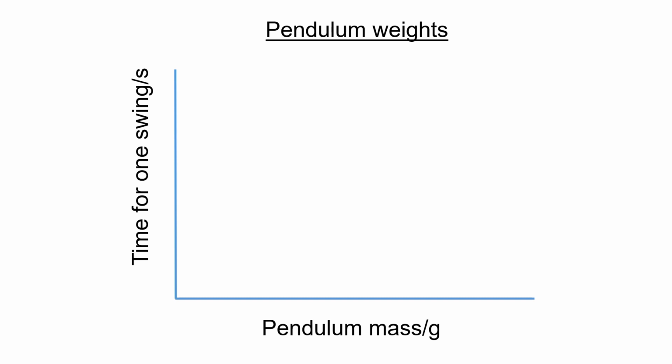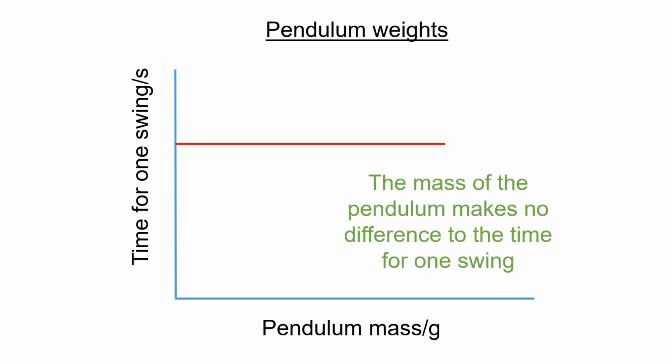So this time we're looking at the mass of the pendulum and the time it takes for one swing, and you've got a flat line. A flat line means there isn't a relationship, because the mass is not making any difference to the time it takes to swing. No matter where you are on the scale, the line remains the same.